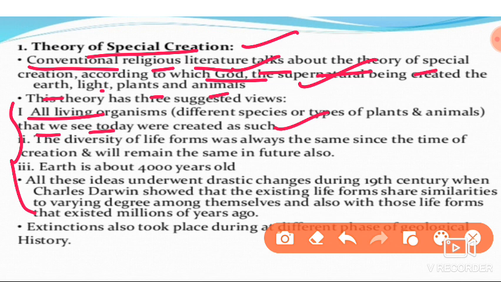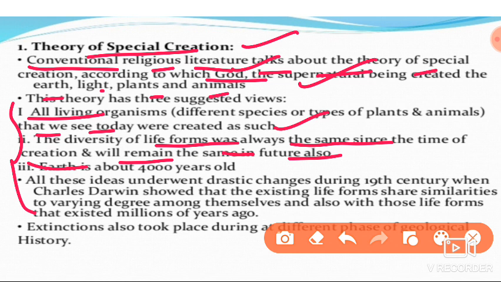And next, the diversity of the life forms is always the same since the time of creation, and will remain the same in future also. Whatever diversity is present among all these animals and plants, it is the same as at the time of creation. But we can see so many species are extinct, so many deaths and births occur. Diversity can change, we can easily think. But it says that when creation occurs, the diversity is the same, and in the future also it is the same, there is no change.